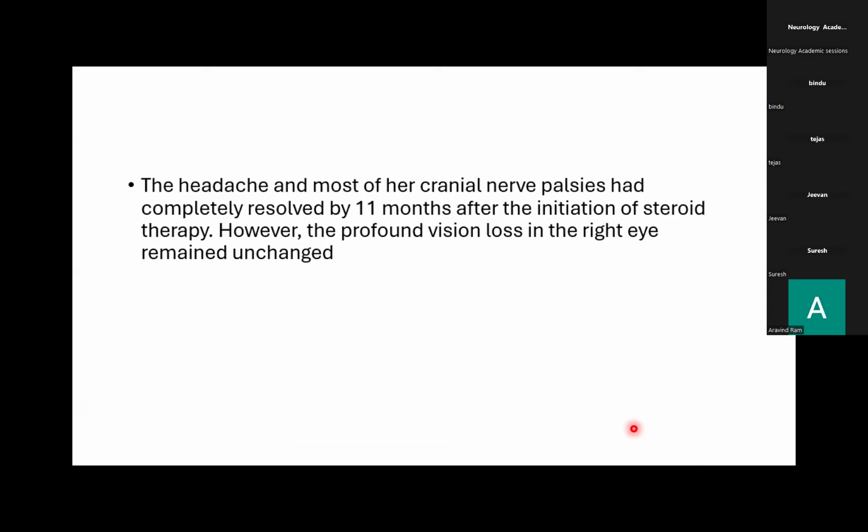Headache and most of the cranial palsies were completely resolved by 11 months after the initiation of steroid therapy. However, the profound vision loss in the right eye remained unchanged.